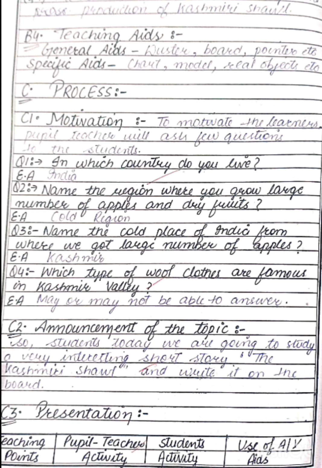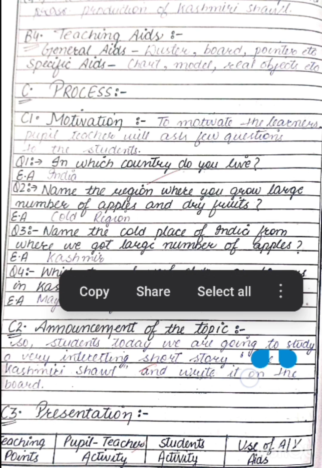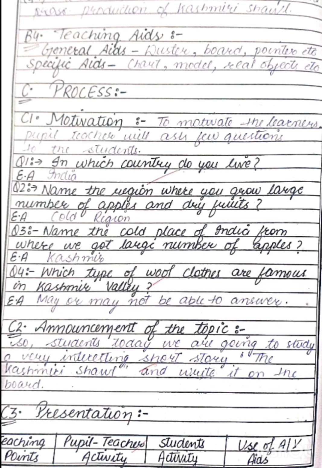The first one is, in which country do you live? Expected answer, India. Name the region where you grow a large number of apples and dry fruits. Cold regions; students can name regions like Himachal or J&K, anything can come in this. The next one is, name the cold place of India from where we get a large number of apples. The expected answer is Kashmir. The fourth one is, which type of woolen clothes are famous in Kashmir Valley. These may or may not be the answers. Okay, so the child can give any answer here.